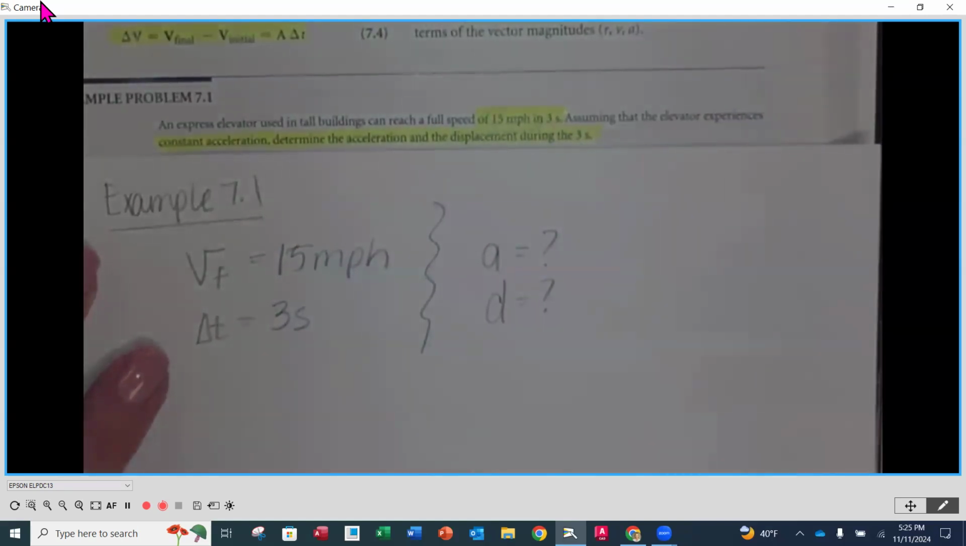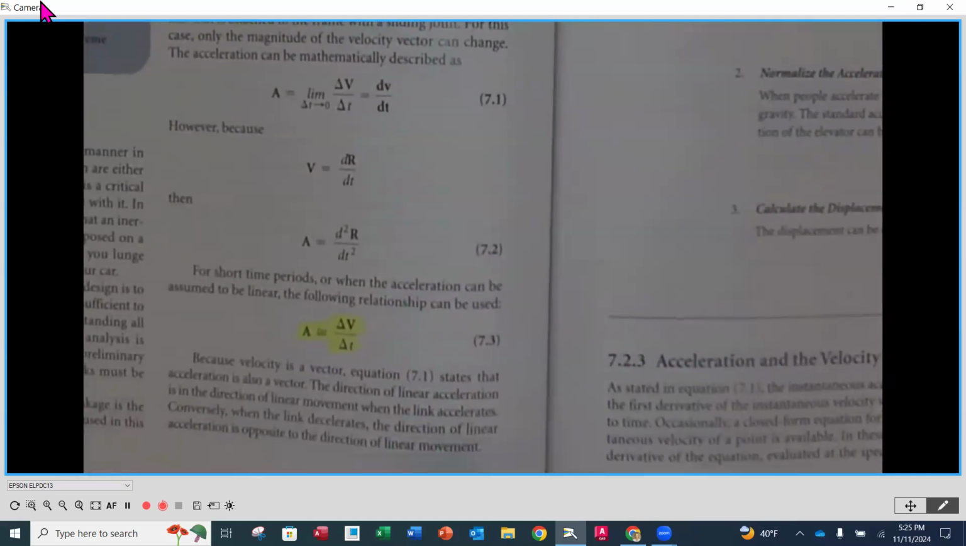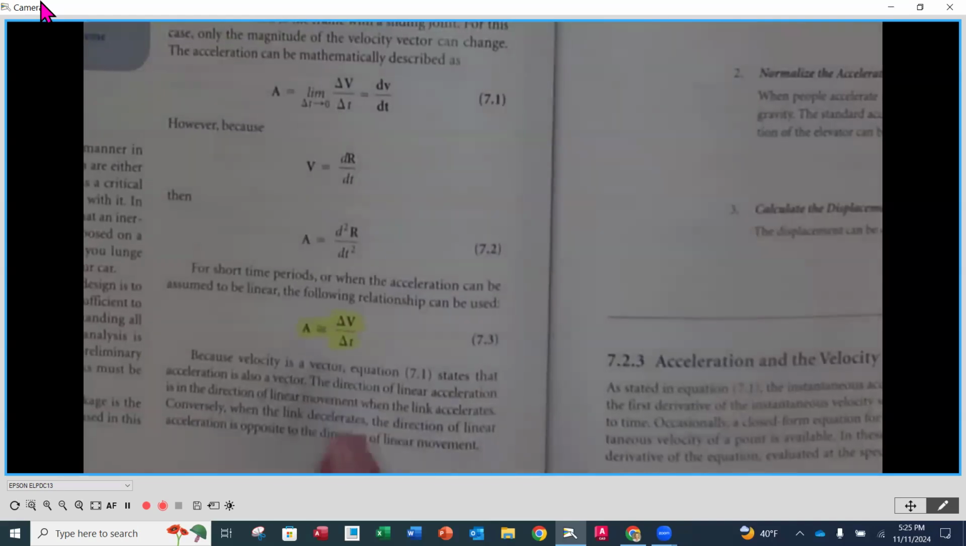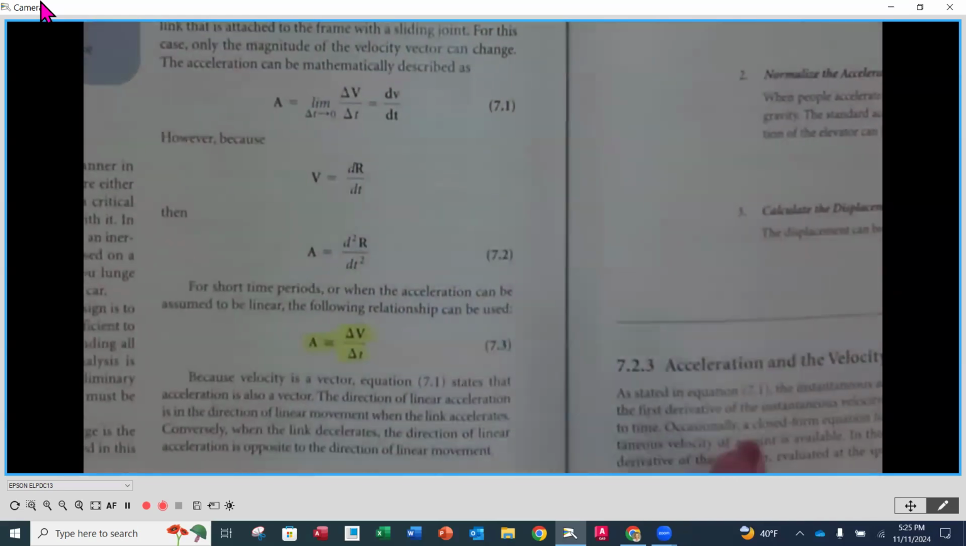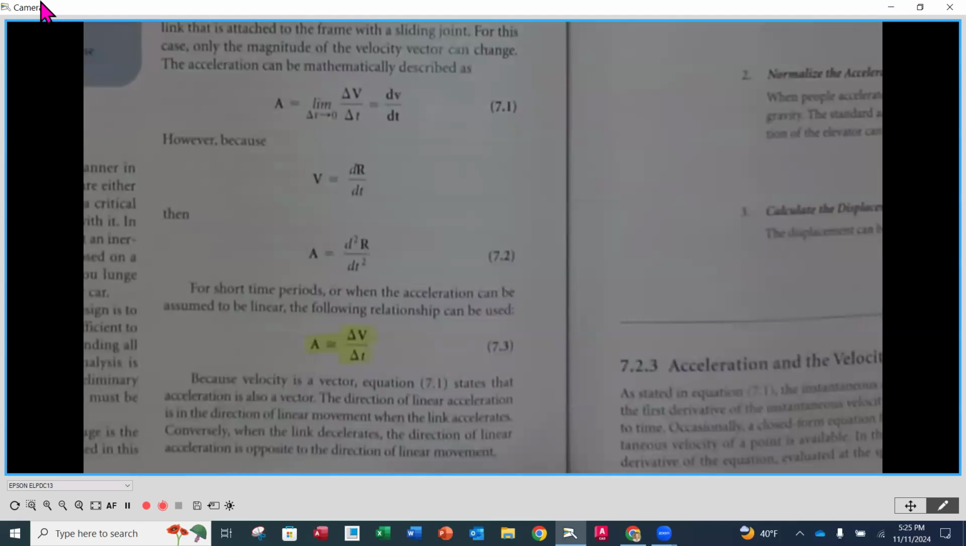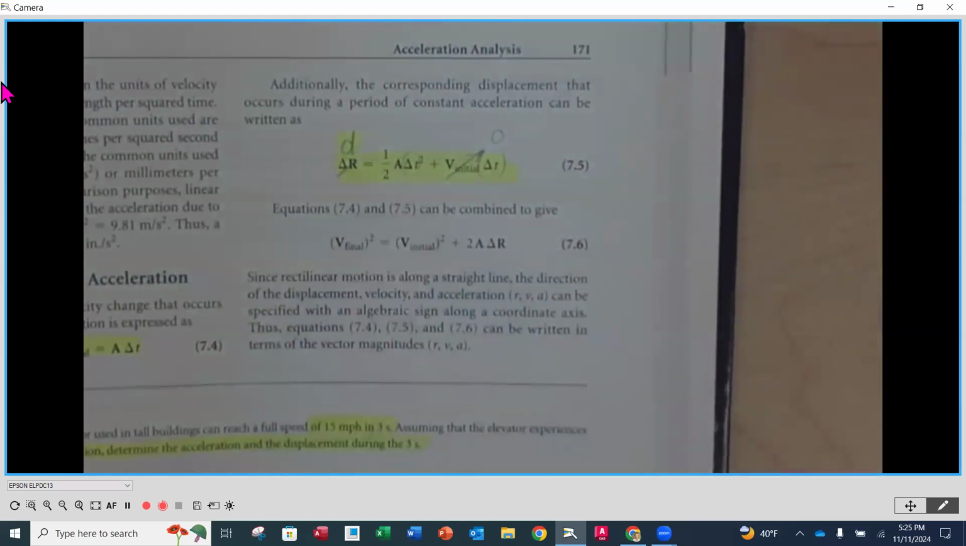Now, we had just looked at two equations, right? So we looked at the bottom of page 170, acceleration is equal to change in velocity over change in time. We have a velocity, we have a change in time, and we have to find an acceleration. So that one's probably going to come in handy. And then we also have this distance one, okay? Now it needs an acceleration. So it looks like we probably have to calculate our acceleration first, right?